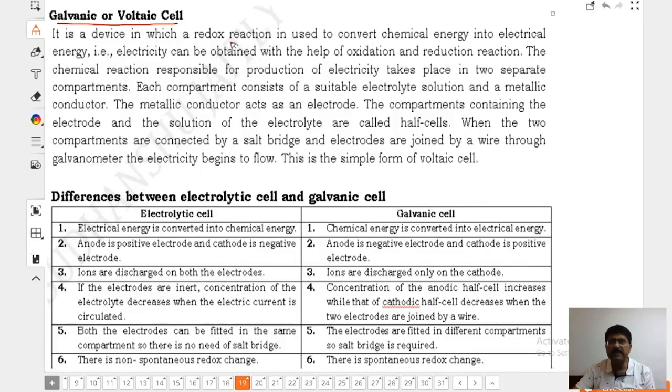It is a device in which chemical energy is converted into electrical energy. You will read it yourself. Electrolytic cell and galvanic cell: I'll show it shortly, just give me a little bit of time. I'm just going to explain it to you. Leave everything on me. This you will read yourself. This is the theory part. This is going to be the energy consumer, and this is going to be the energy producer. I'm not going to read the points.